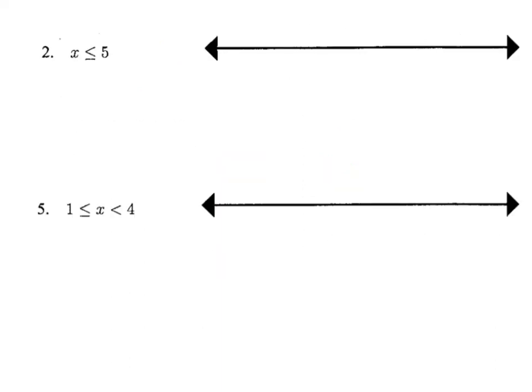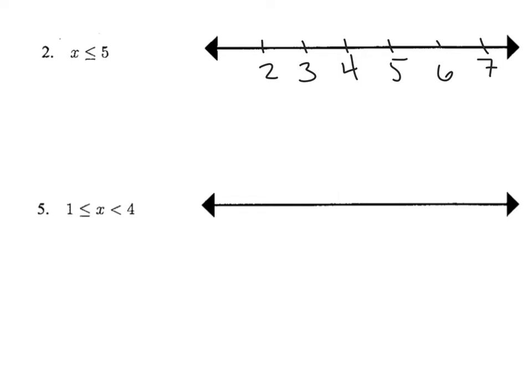Okay, so now we have an example where we're looking for all possible values of x, where x has to be less than or equal to 5. So I'm going to make a little bit larger number line here. All right, and we're saying x is less than or equal to 5.